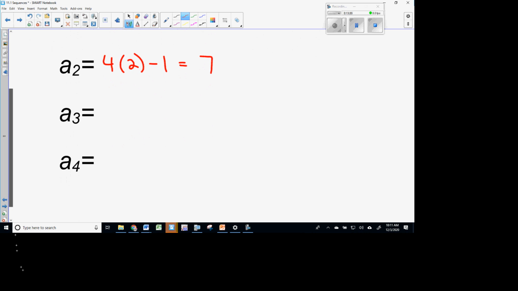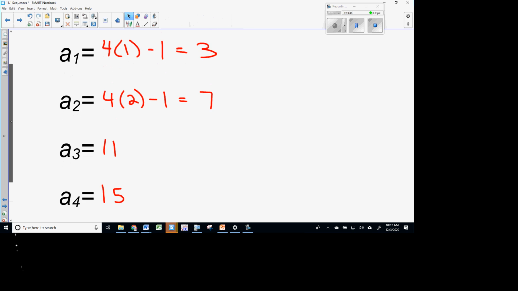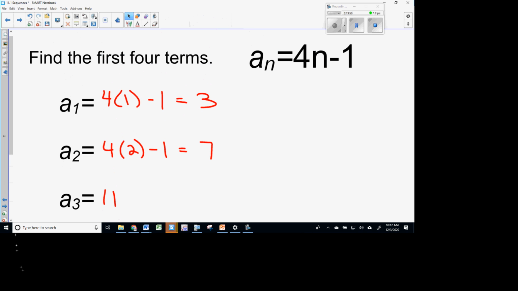You find 3 and 4. A sub 3 is 11. A sub 4 is 15. So that's just using this formula to find certain terms.